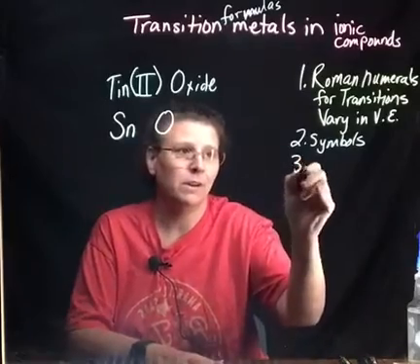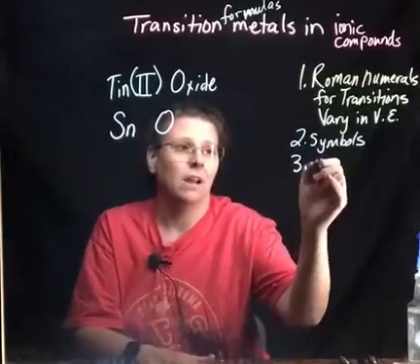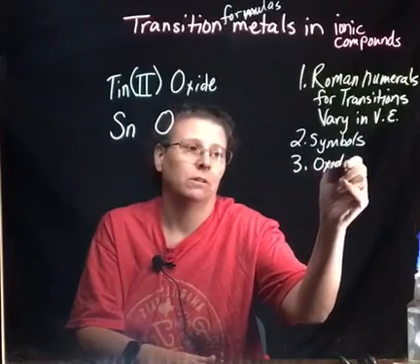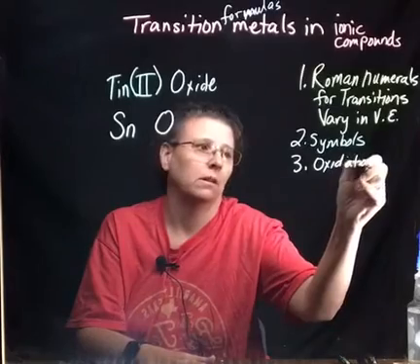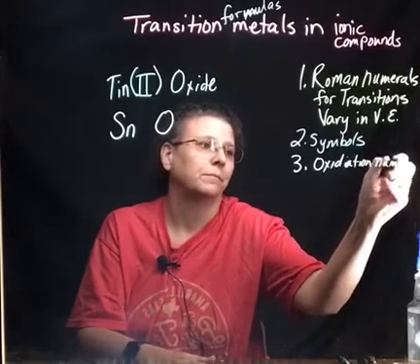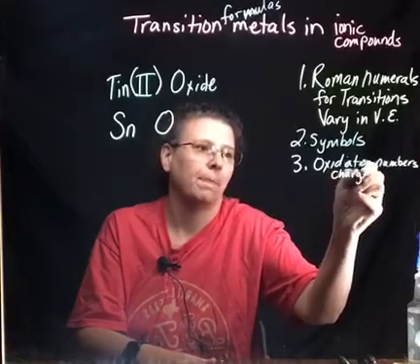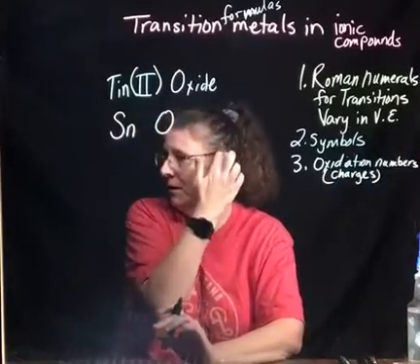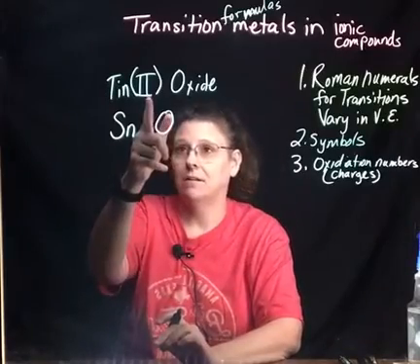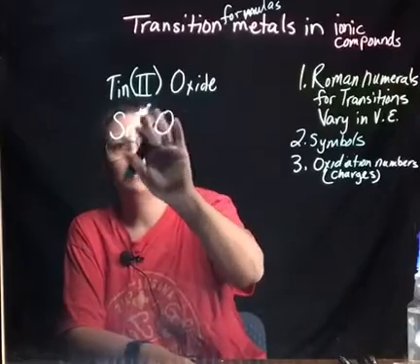Okay, step 3, again, after we write symbols, we find oxidation numbers or charges. Well, if you remember from our lesson with ions, that Roman numeral right there is our oxidation number.